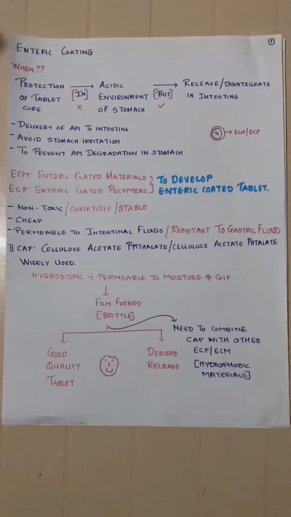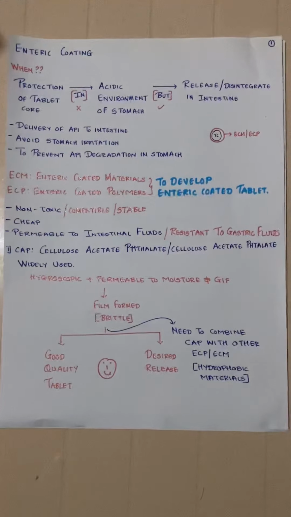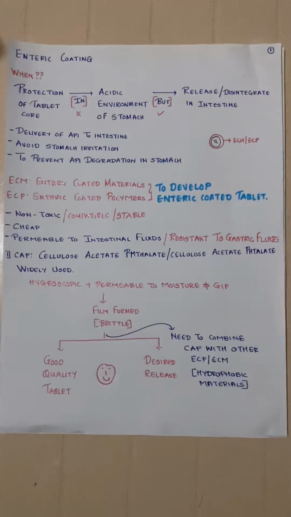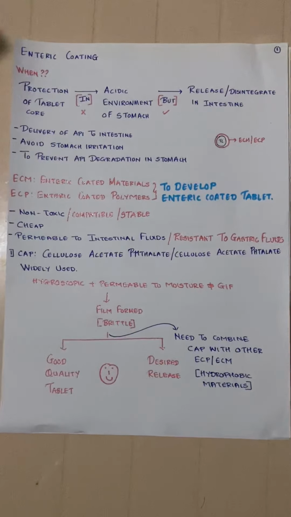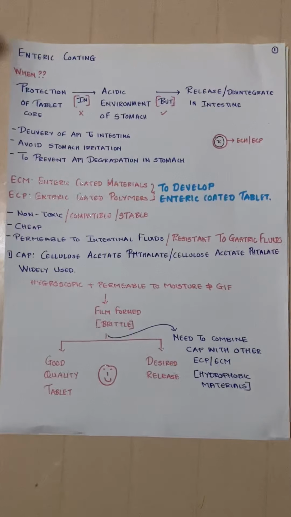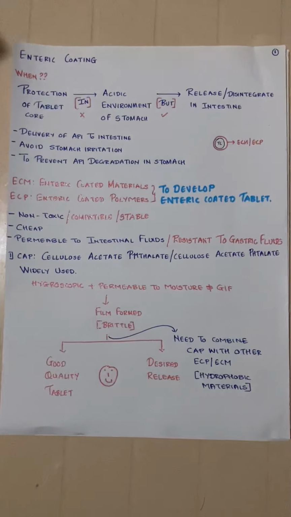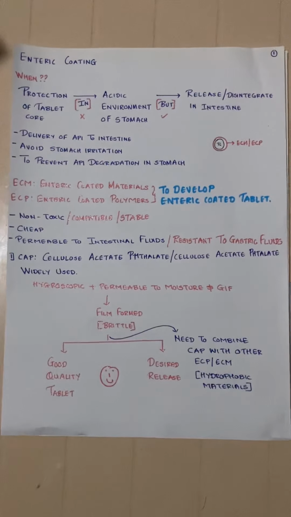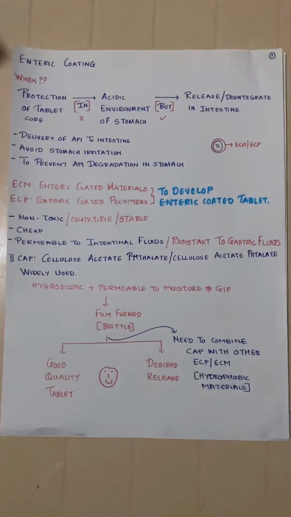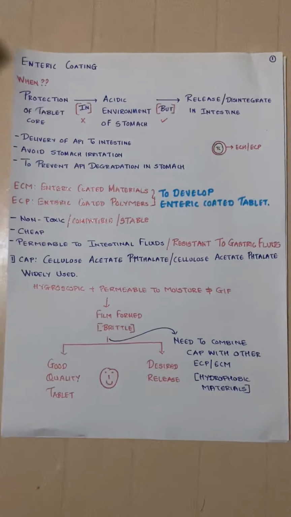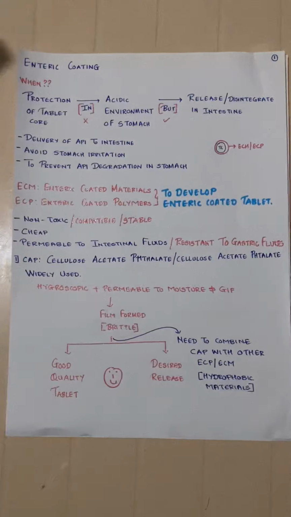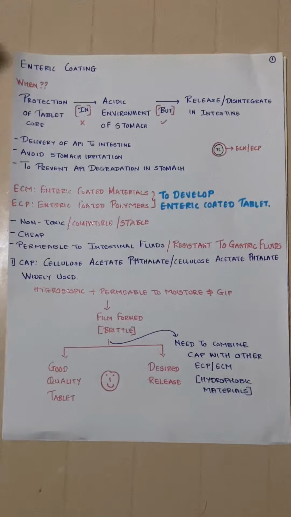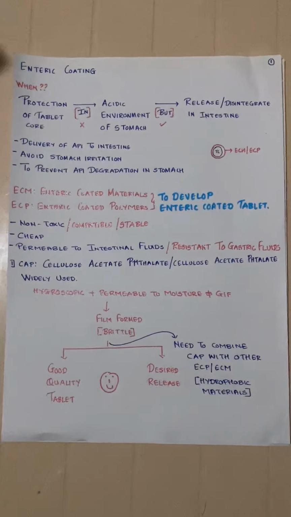An enteric coating is basically required when we want to prevent the tablet core from the acidic environment of the stomach, but ensure that the tablet releases and disintegrates once it reaches the intestinal environment. Enteric coated tablets are specifically required when the drug or the active pharmaceutical ingredient has to release specifically in the intestine.